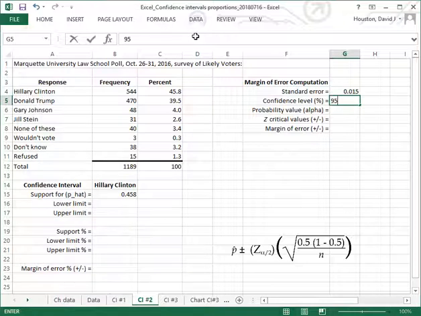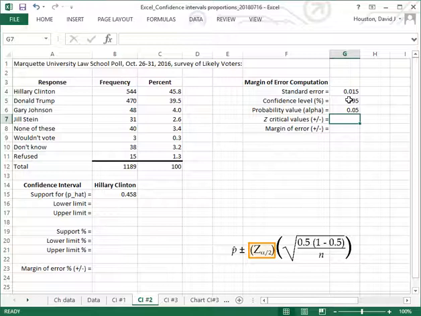Now, for the confidence level, we'll type in 95, the 95% confidence level, and just like we did before, the probability value or the alpha level is going to be equal to 1 minus, and in parentheses, we'll take the confidence level and divide it by 100. The reason why we divide it by 100 is we want that in a proportion. The probability value should be a proportion. In this case, it is 0.05.